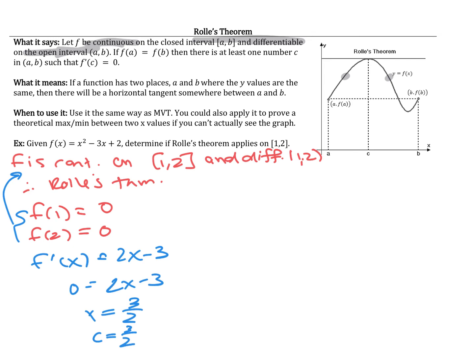More often than not, you're going to be using this in the same way that you would use the mean value theorem, and you're going to be asked to prove that there's a horizontal tangent. So you could just show that the function is equal to the same value more than once. I haven't seen a ton of questions on the AP test where you're specifically asked to use Rolle's theorem. It's just more that you know the application of that specific case of the mean value theorem.